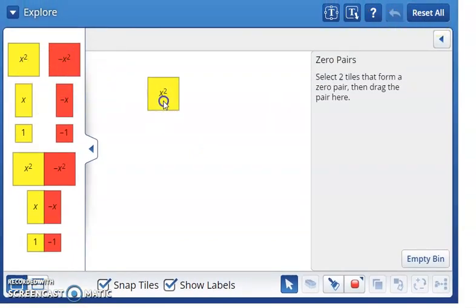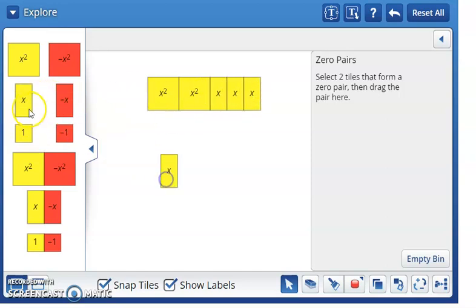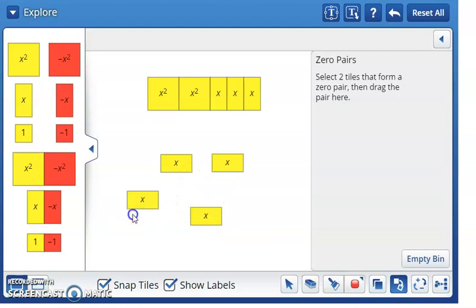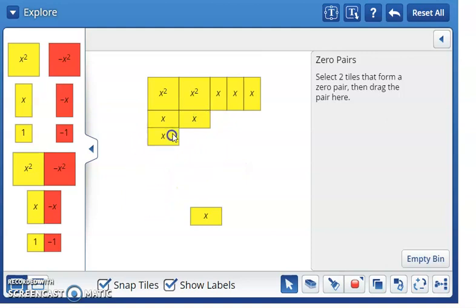So I need 2 x squareds. 1, 2, they're obviously going to go together. And then I need 7 x's. I'm going to put some here, and I'll put some on the bottom. Remember, you have to turn these, so you press this little rotate, click on them, it rotates 90 degrees, and come back to your arrow. So that's 7 x's, right? 1, 2, 3, 4, 5, 6, 7, 2 x squareds, and then we needed 6 ones. This one came together pretty nicely. Perfect.